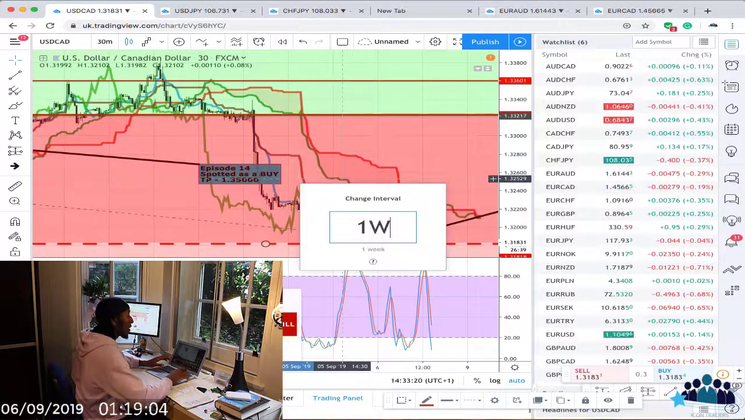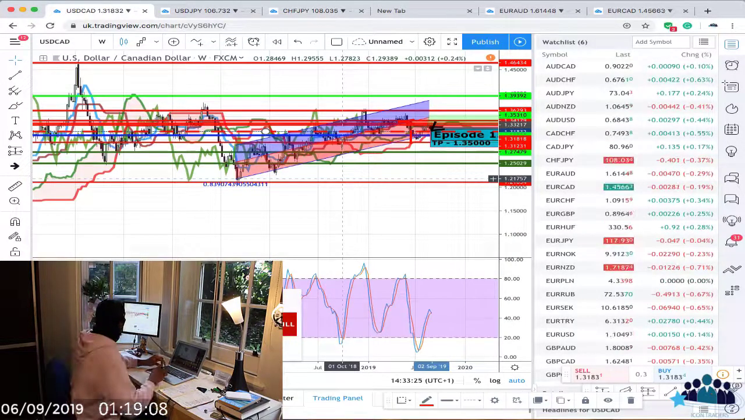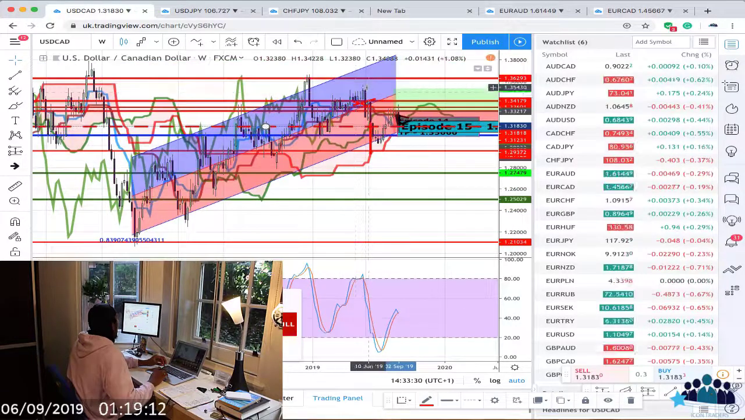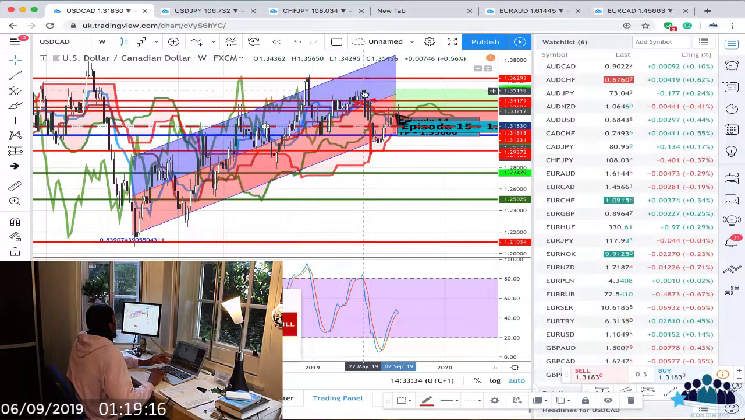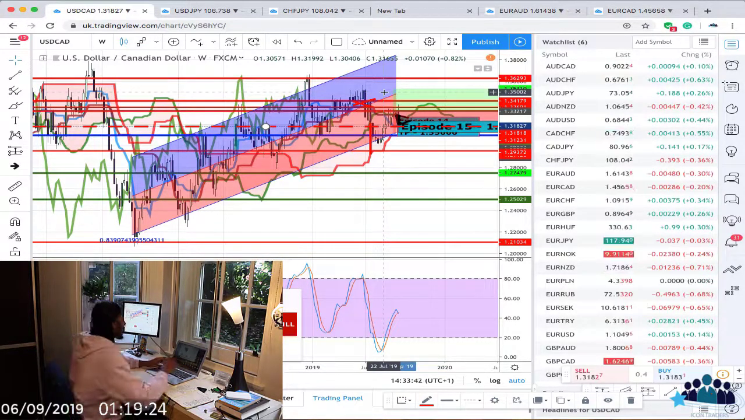Because remember, when trading, you're always looking at the larger picture, you're always looking at the bigger time frames. So let's just go back to the week chart and look at things with perspective. So our overall take profit here is around 1.35, 1.353. That is a very large take profit.